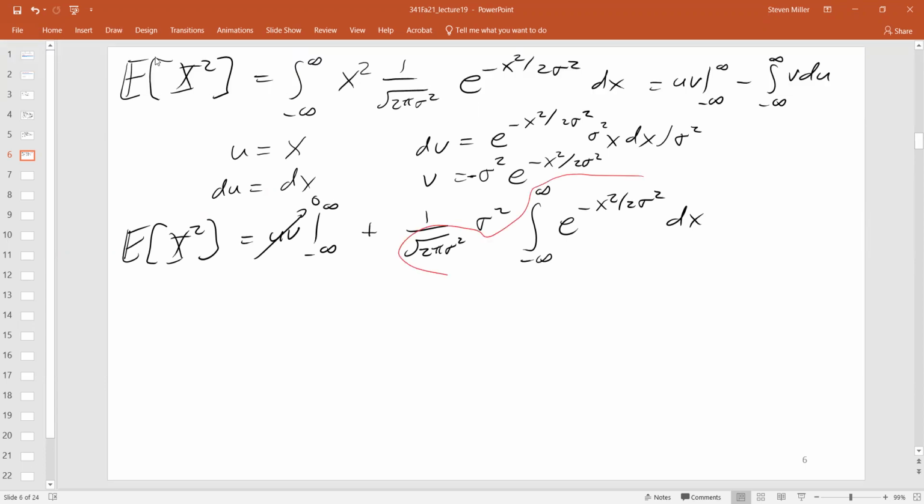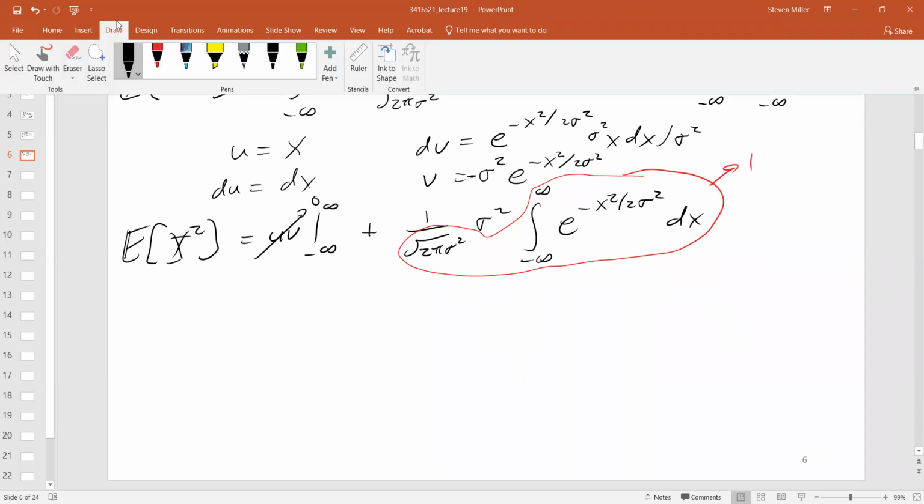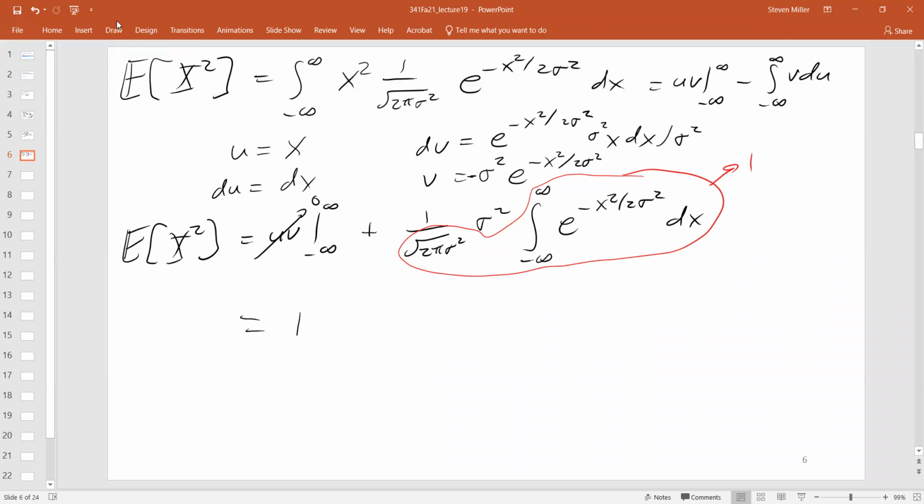But maybe I shouldn't have brought that outside. What is that integral equal to? 1. So this is just 1. So this is just equal to sigma squared, justifying the use of sigma squared as the notation.